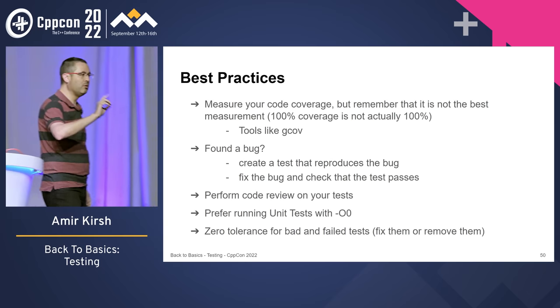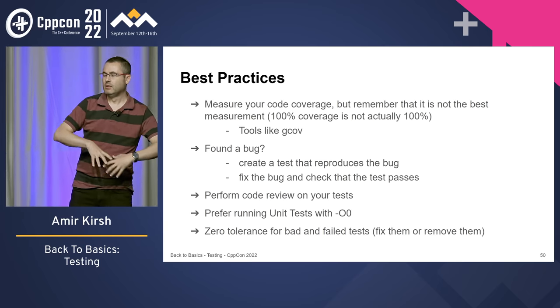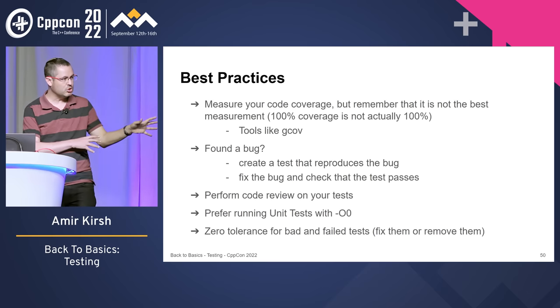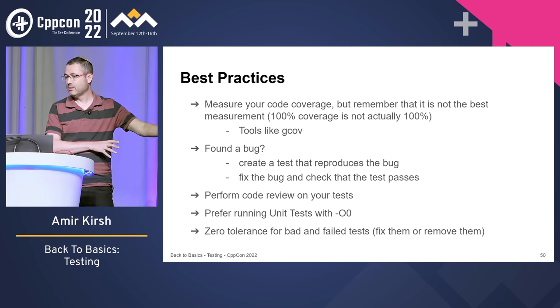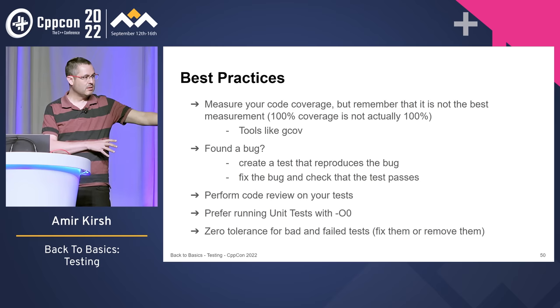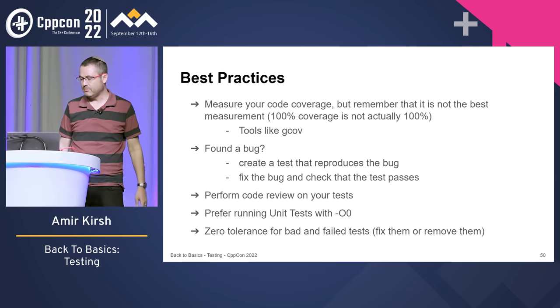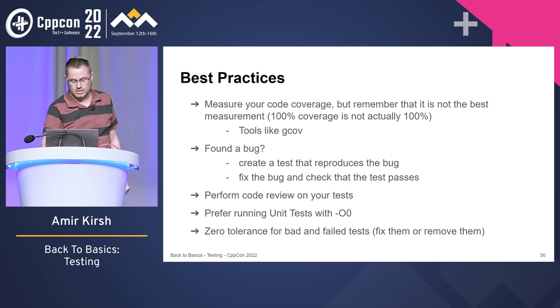Prefer running unit tests with -O0 because otherwise inlining and other stuff interferes in a way in the logic. Now, it's true that production code should be system tested with the same optimization flag as you are using in production. But my recommendation is for unit tests, use -O0. It would allow better analysis, better understanding of the code.